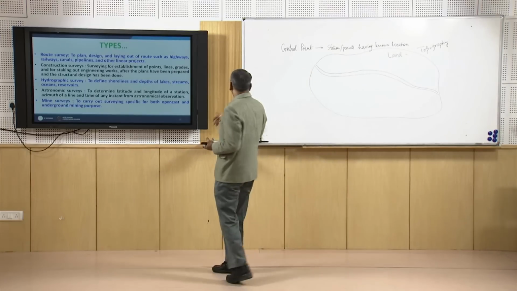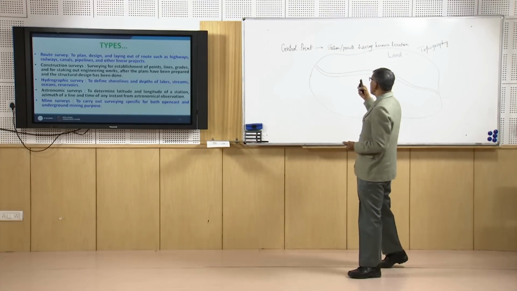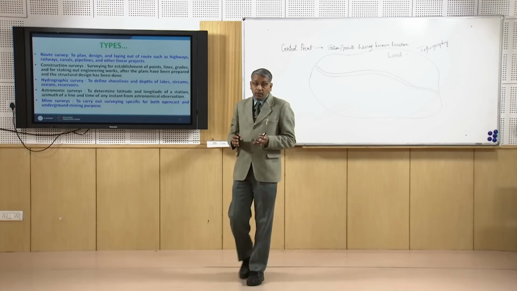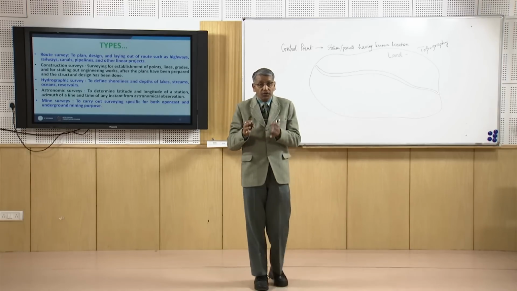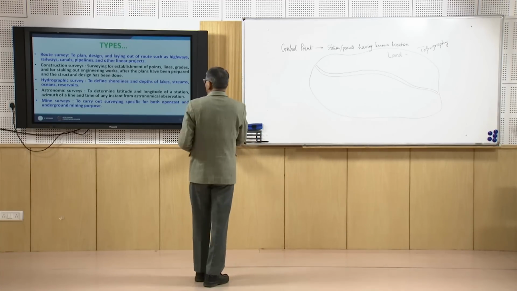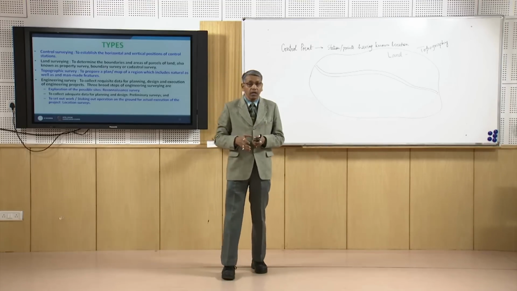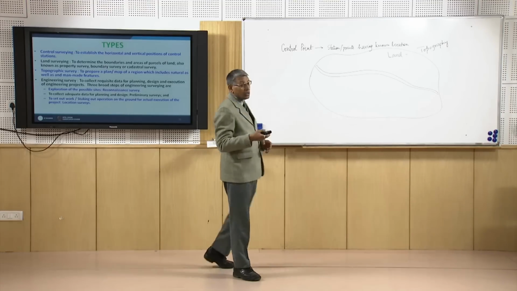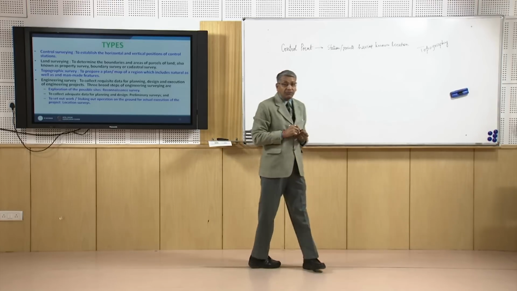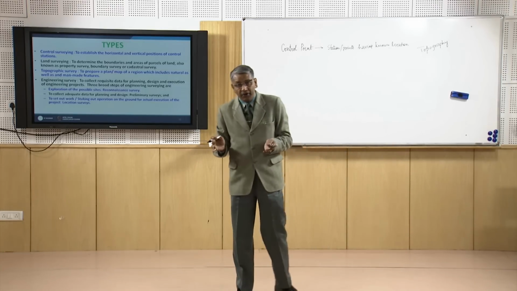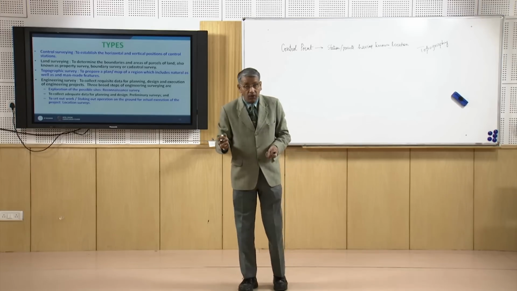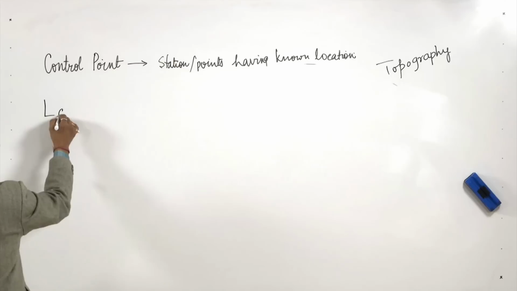So if we want to establish control points, that means if we want to find out or establish the location of any points, that type of surveying is called control surveying. Sometimes we need to know the different parcels of land, the boundaries of different properties. In those cases the surveying we go for is called land surveying.